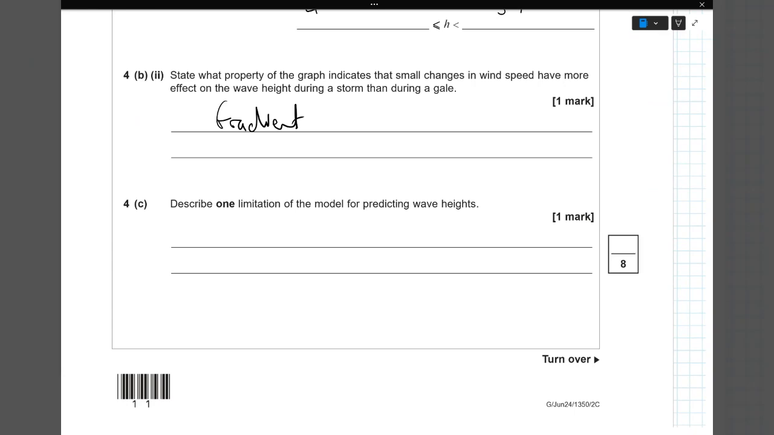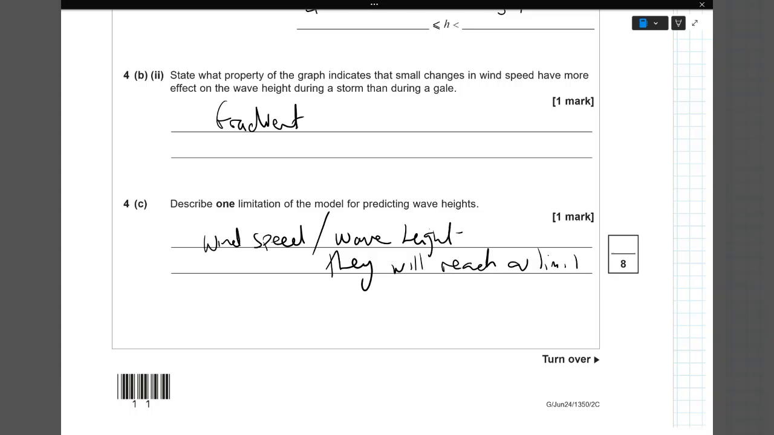Describe one limitation. For wind speed and wave height, they will reach a limit. So it's only as good until it reaches that limit.